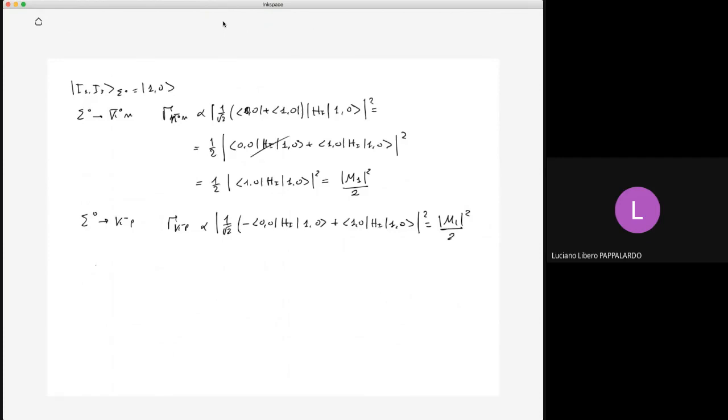And so now when you take the ratio of the two decay widths, this is just m1 squared divided by 2, divided by the same quantity. So the ratio is exactly 1. And this means that indeed these two decays must have the same decay rate, or the same probability.